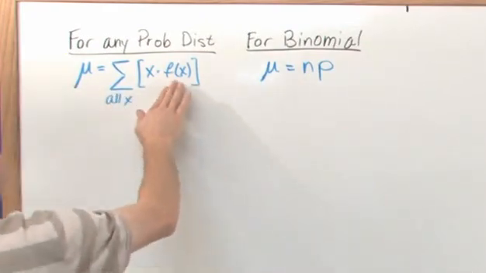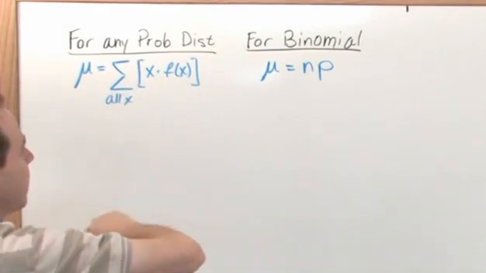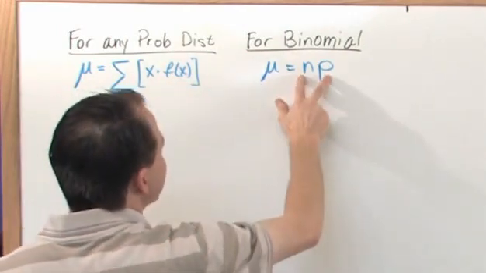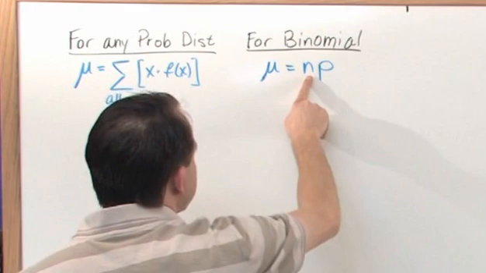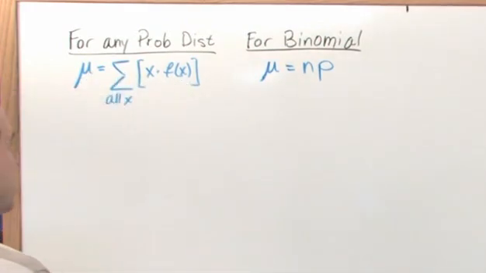You could calculate all the values of f, multiply by x, and sum them all up and you would get the mean. Well, it's been derived that that whole process just yields this as a result. So if you know you're dealing with a binomial, you know the number of trials n. We just studied the binomial distribution.